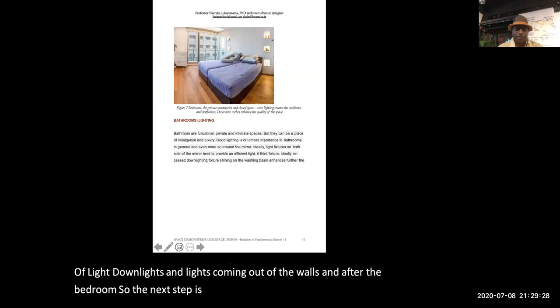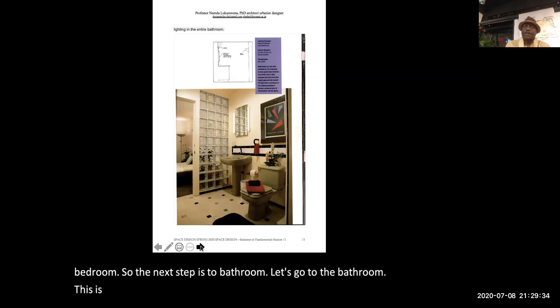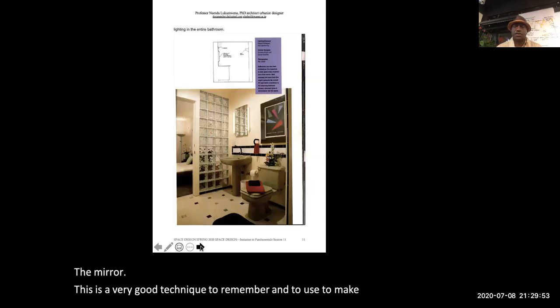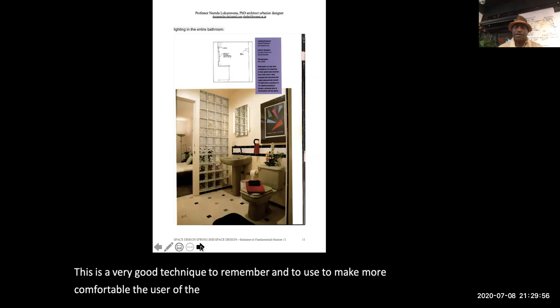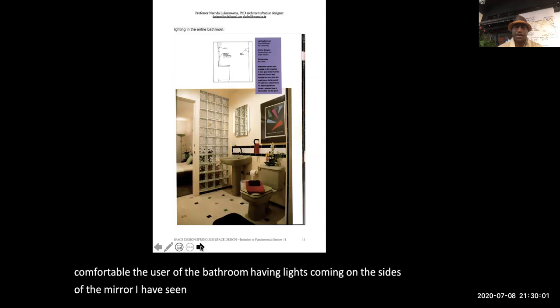Let's go to the bathroom. This is an example of a bathroom featuring lights on both sides of the mirror. This is a very good technique to remember and to use to make the user of the bathroom more comfortable, having lights coming on the sides of the mirror. I have seen people making mistakes, having lights that are reflected into the mirror. It is the worst thing you want to do.